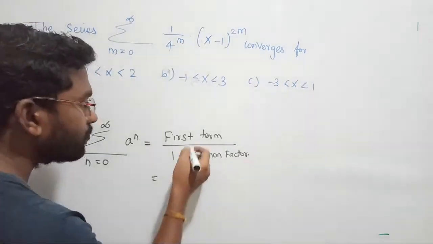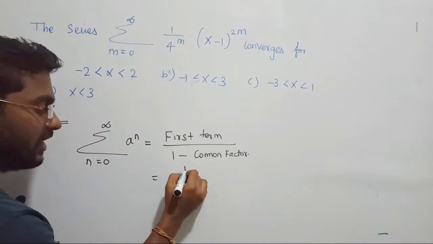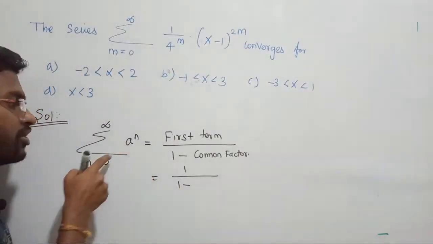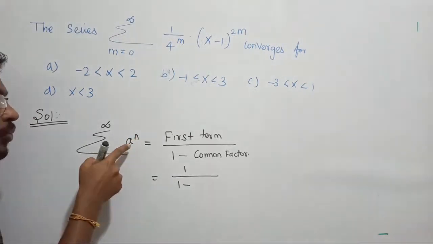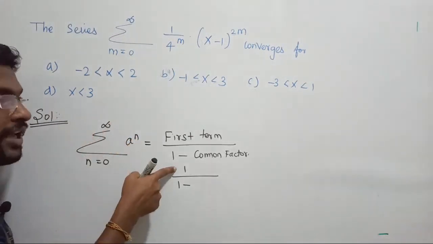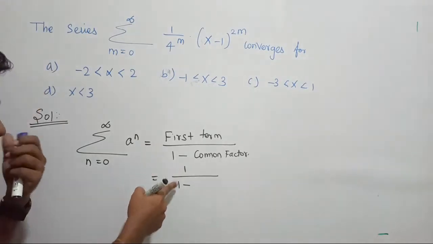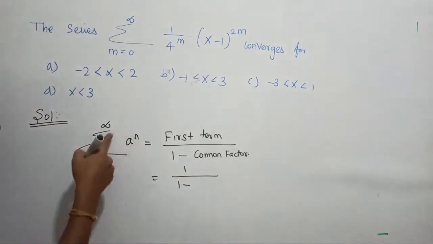Yeah, first term is what? That is 1 upon 1 minus what? For the first term, you have to substitute n equal to 0. If you put n equal to 0, a power 0 will become 1, anything power 0 equals 1 except infinity. So the first term will become 1 only, divided by 1 minus common factor is what?